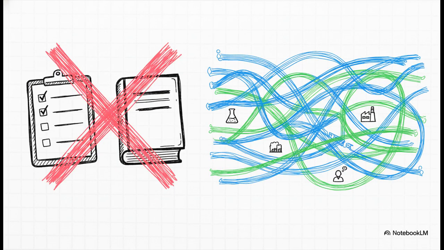Well, the answer isn't some simple checklist. It's not just a bunch of rigid rules. It's a whole system, really. A philosophy about quality that has to be woven right into the DNA of an entire company.